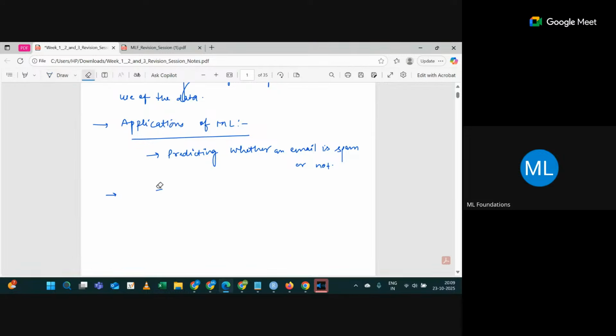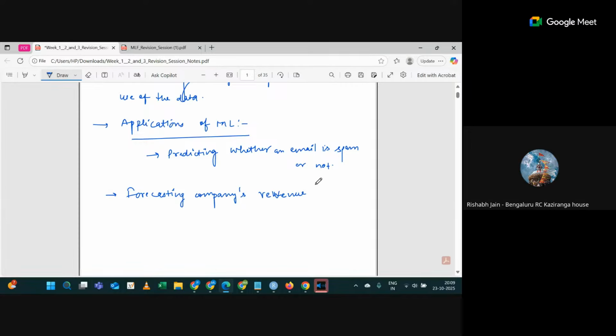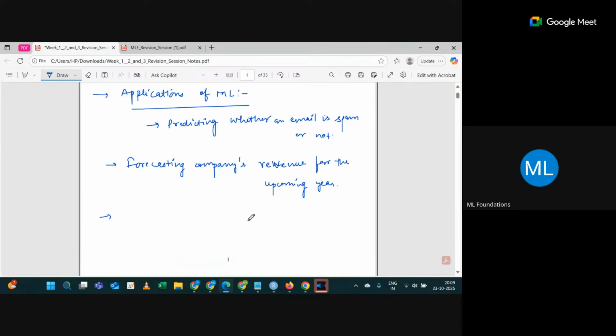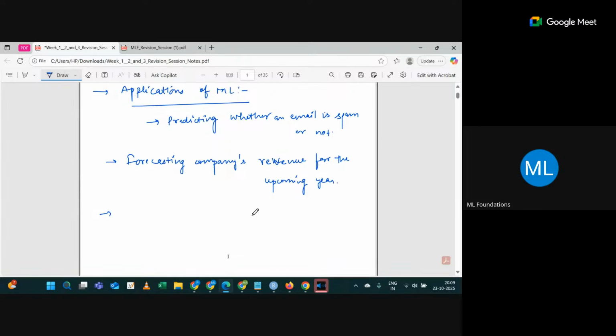Weather forecasting also, yeah, that is also an ML example. So let's say weather forecasting, or forecasting the company's revenue for the upcoming year. Face detection, yeah, face detection. And then also I can say recommending a product that a client may be interested in based on past experience. Yes or no?